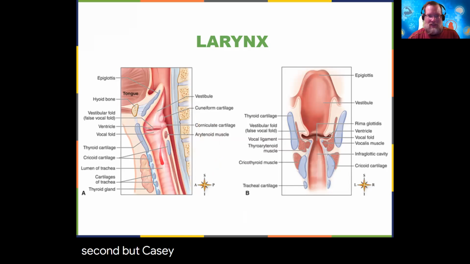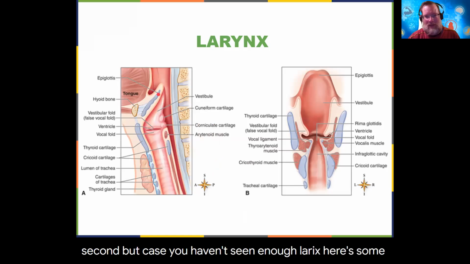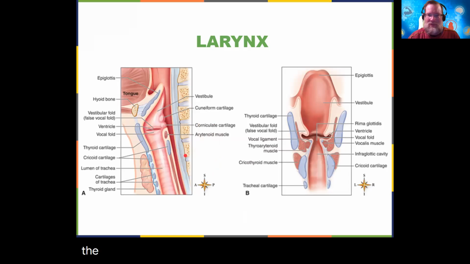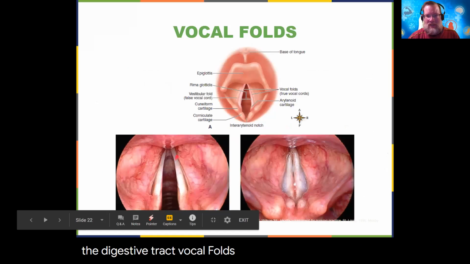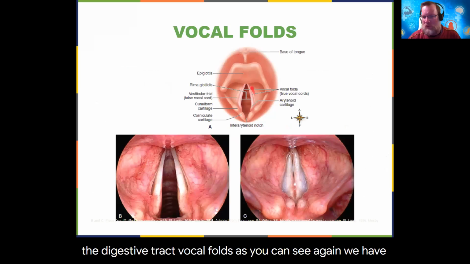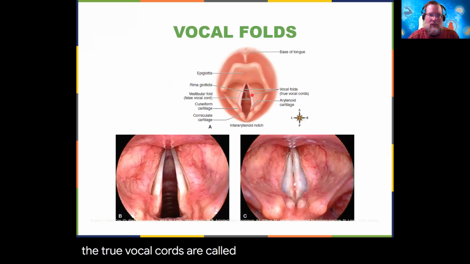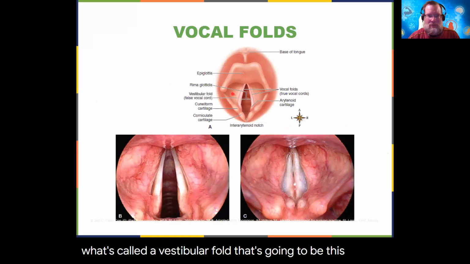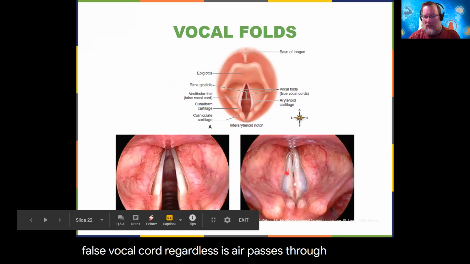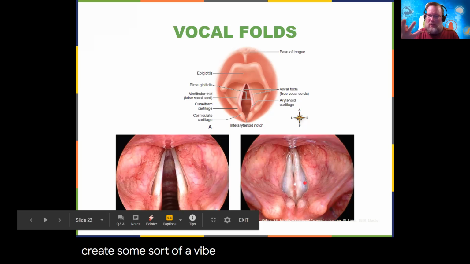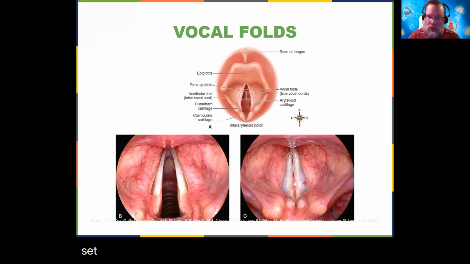But in case you haven't seen enough larynx, here's some more. So again, we've got the flap closing off the digestive tract. Oh, vocal folds. As you can see, the true vocal cords are called vocal folds. And then we have what's called a vestibular fold. That's going to be this over here. The vestibular fold is what they call the false vocal cord. Regardless, as air passes through, it's going to create some sort of vibration, and thus you're going to get sound waves produced.